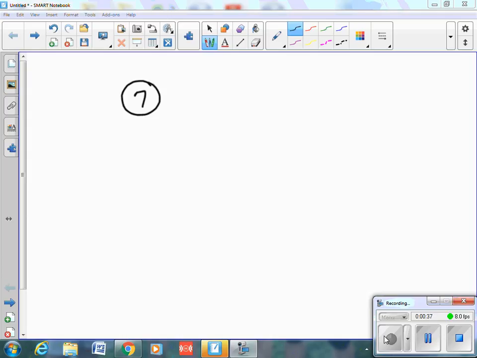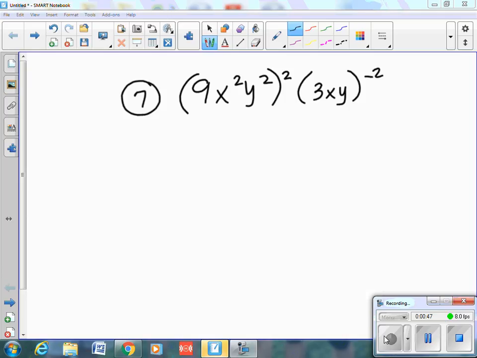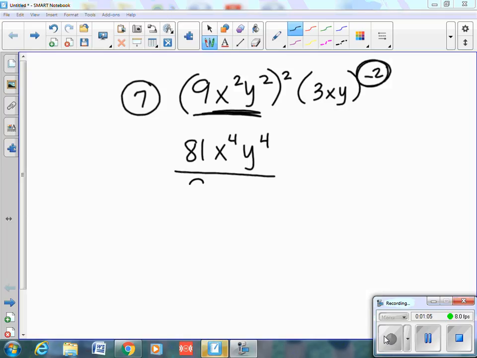Okay, number 7. 9x to the second, y to the second, all of this raised to the second, and 3xy raised to the negative 2. So you take everything in here and raise it to the second, which is 81x to the fourth, y to the fourth. This little bugger right here tells you you need a fraction in the problem, and all that gets flipped. Negative flips things. 3 to the second is 9, x to the second, y to the second. So all of this goes into the denominator and becomes a positive 2.